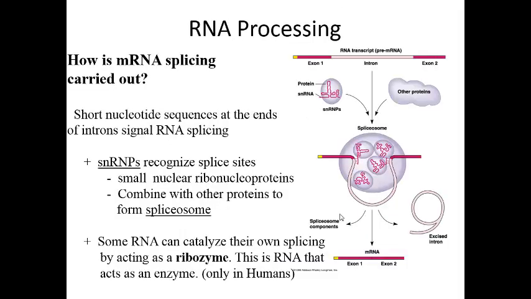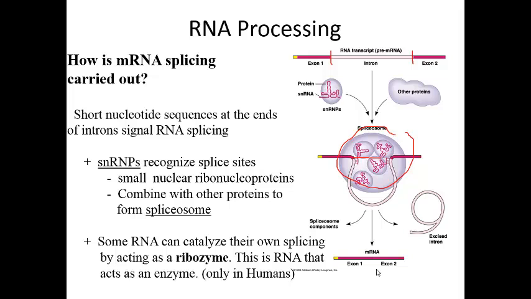Here you see how messenger RNA splicing actually works. There are small proteins called snRNPs. It stands for small nuclear ribonucleoproteins. These proteins come together and form a structure called the spliceosome. And you can see what the spliceosome is doing right here. The spliceosome is going to cut at the ends of the intron, and then it's going to splice the exons together.